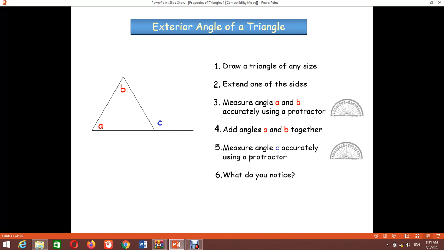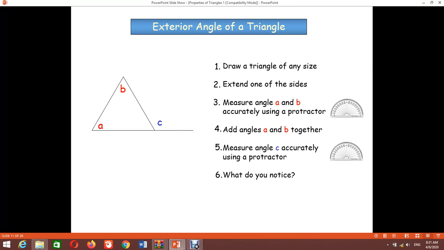Exterior angle of a triangle. My fellow students, take your mathematical set. In Arabic, we said andesa. Take your mathematical set. Your mathematical set contains all the necessary what? Equipment. So take your ruler, take your pencil, take your eraser, take your protractor.